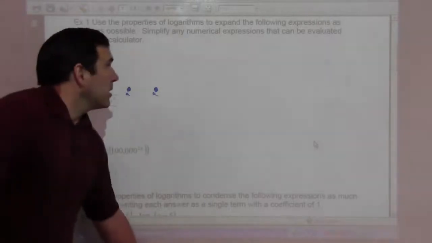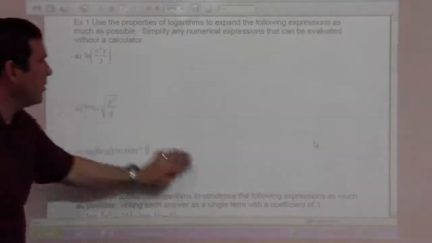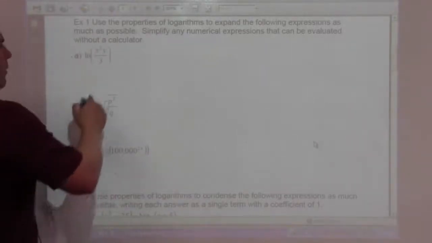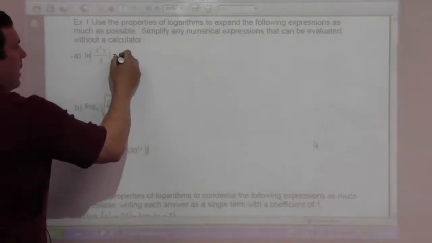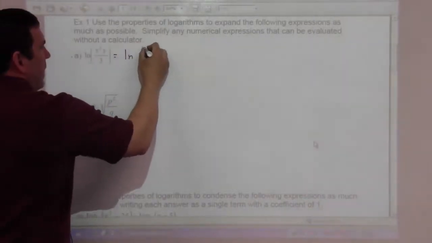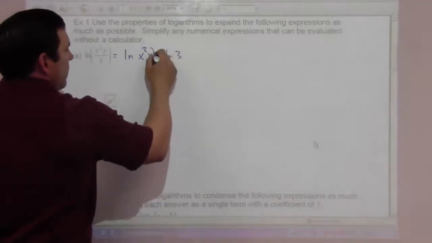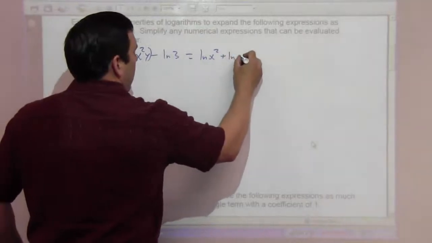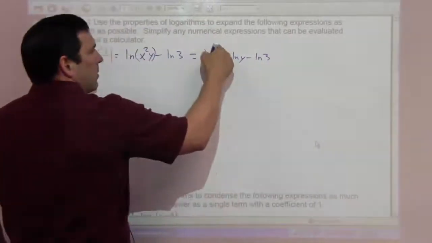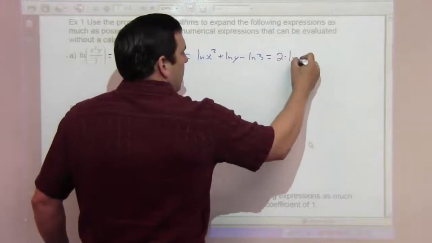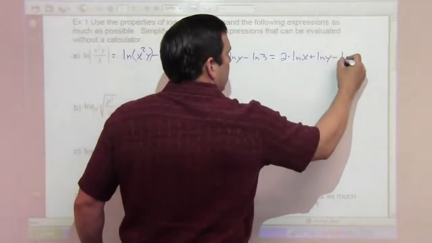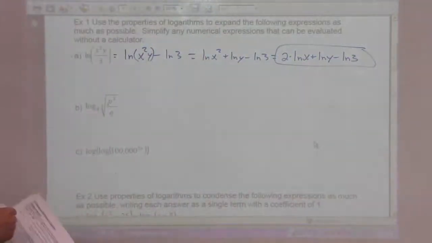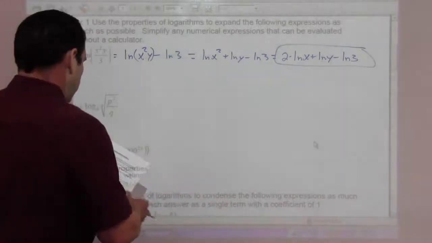Use the properties of logarithms to expand the following expressions as much as possible. Simplify any numerical expressions that can be evaluated without a calculator. So here we have natural log of x squared y over 3. This could be written as natural log of x squared y minus natural log of 3. That would be the natural log of x squared plus natural log of y minus natural log of 3. And this power can go out front. 2 times natural log of x plus natural log of y minus natural log of 3. Now, of course, 3 is just a number. Natural log of 3 is a number.